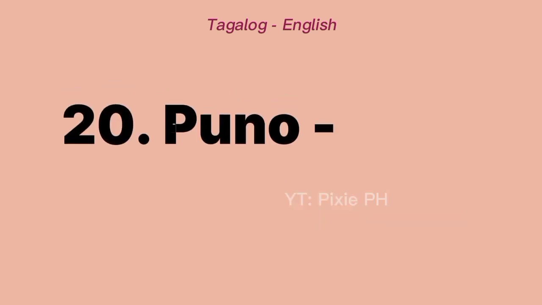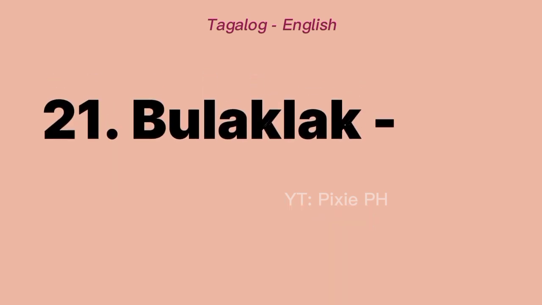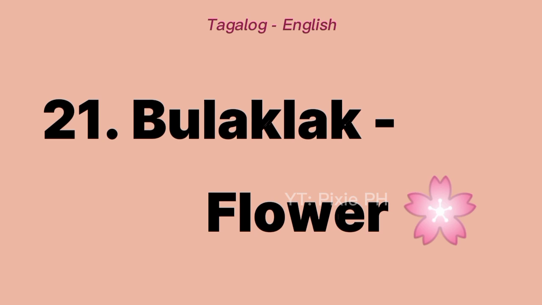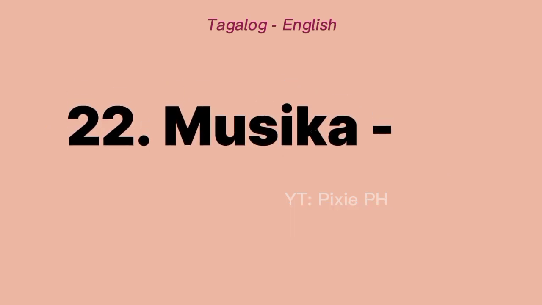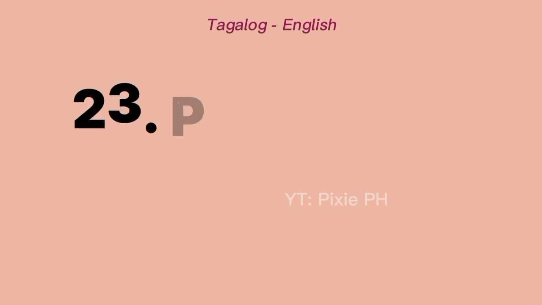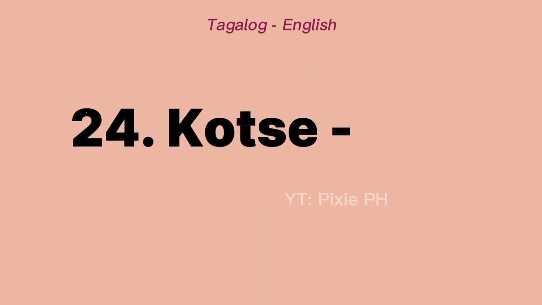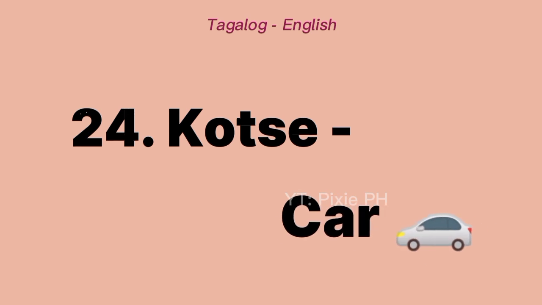Number 20. Puno, or Tree in English. Number 21. Bulaklak, or Flower in English. Number 22. Musika, or Music in English. Number 23. Pera, or Money in English. Number 24. Kotse, or Car in English.